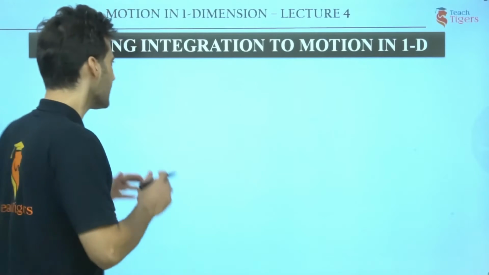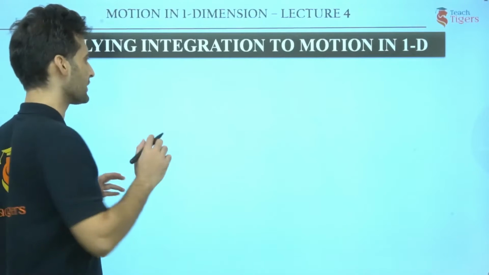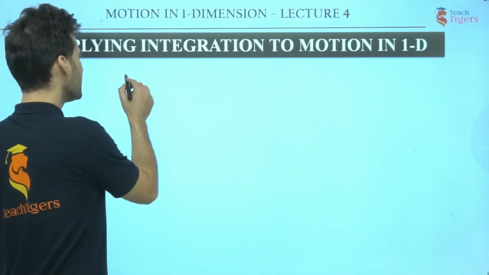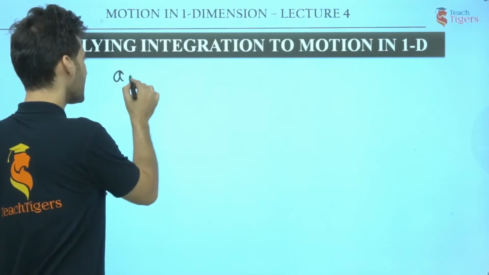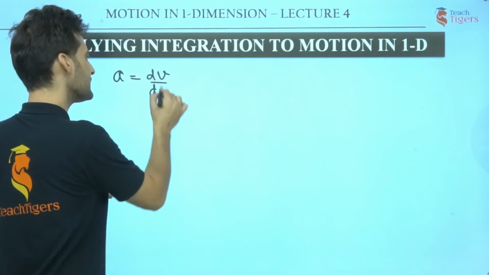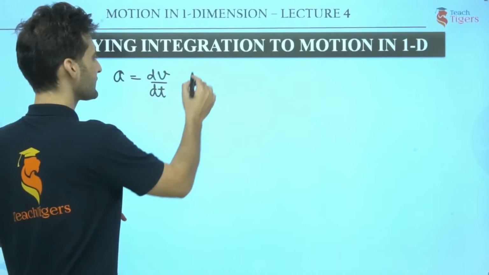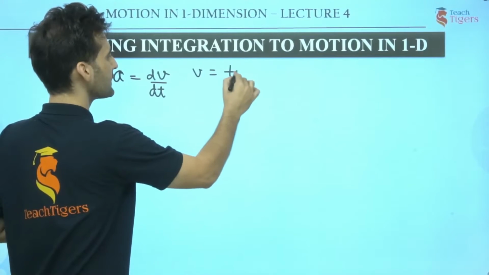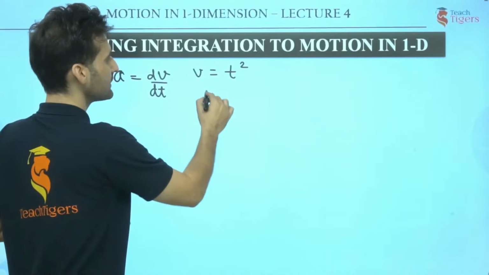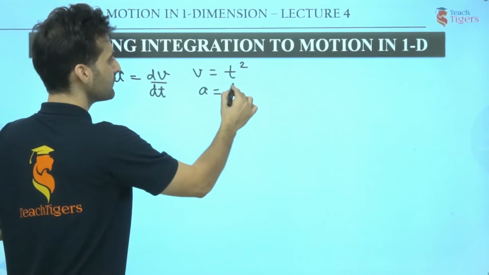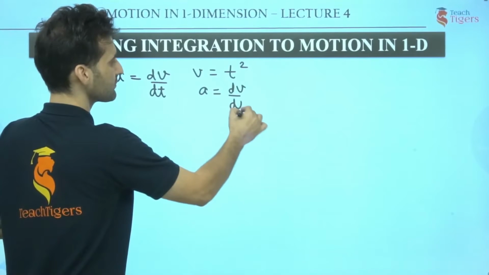See, you have also studied one relation. That one relation is what? You have studied acceleration equals dv by dt, isn't it? This is what you have studied, right? So what happened over here? Sometimes the relation between velocity and time is given to us, and in order to get the acceleration, we just need to differentiate this velocity, isn't it?